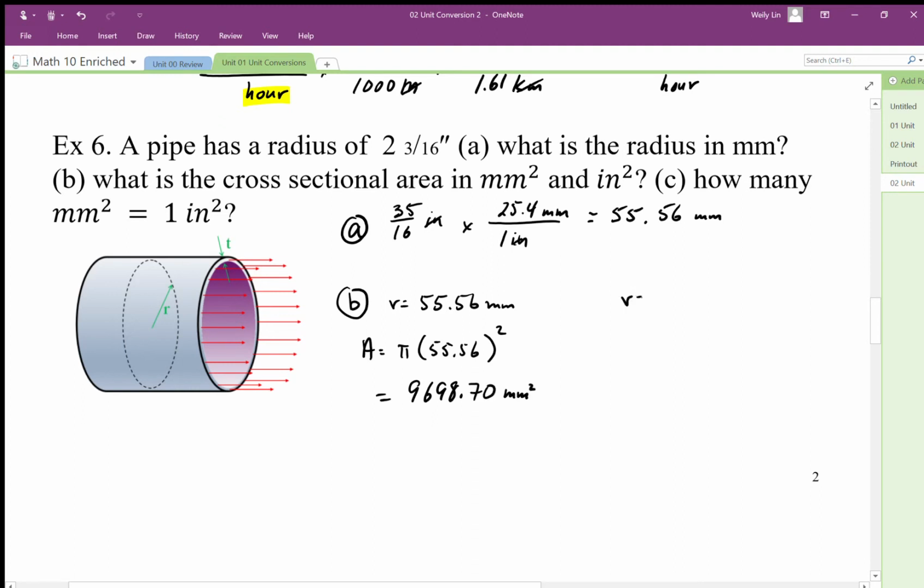Okay, so if I do this radius in inches, I'm going to use 35/16 inches. So the area in inches is pi r squared. Okay, and I'll work that out. So it's 35 divided by 16. I'm going to square that and then multiply by pi. I get 15.03 inches squared.